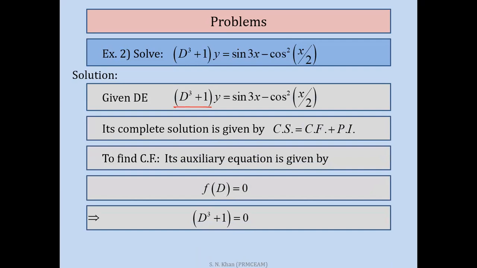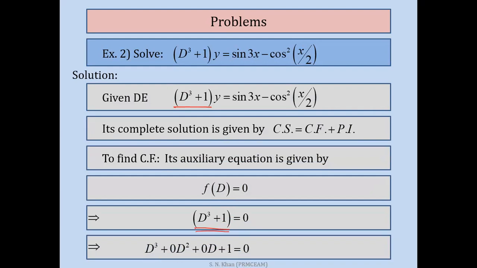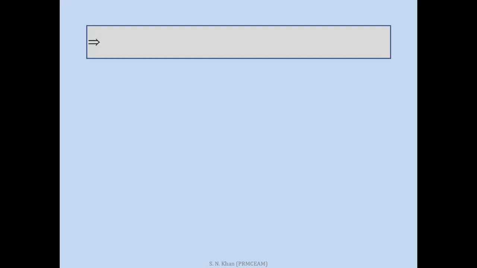Now it's a cubic equation in terms of d, so a cubic equation should have a total of 3 roots, 3 values. We can solve it by using a calculator, but before that we have to write it in the standard format. So we can write it as d cube plus 0d square plus 0d plus 1 equal to 0. Now by using the calculator, the values of d, or roots of this equation, will be: d equal to 1 by 2 plus root 3 by 2 i is the first root, 1 by 2 minus root 3 by 2 i is the second root, and minus 1 is the third root.